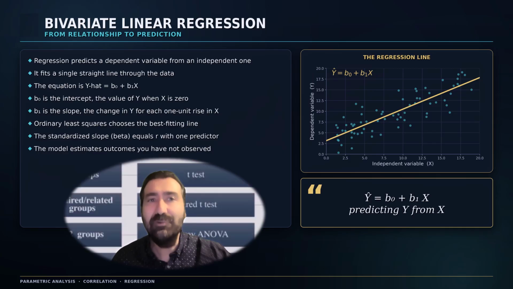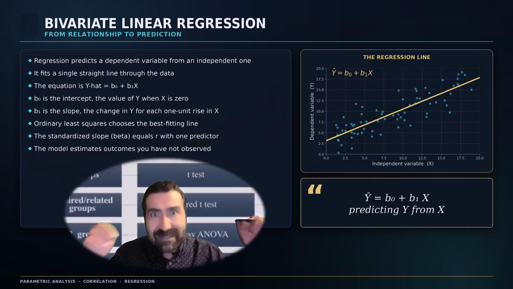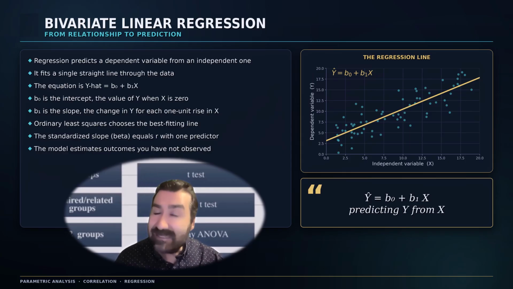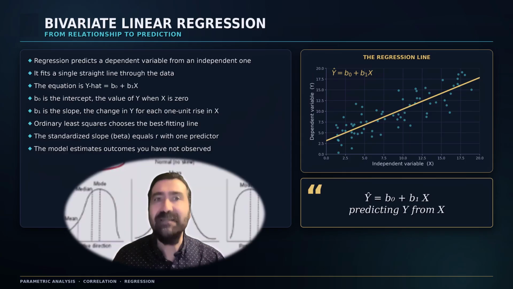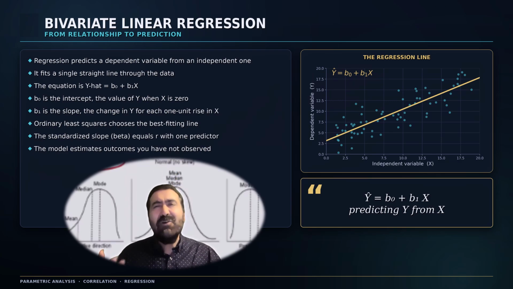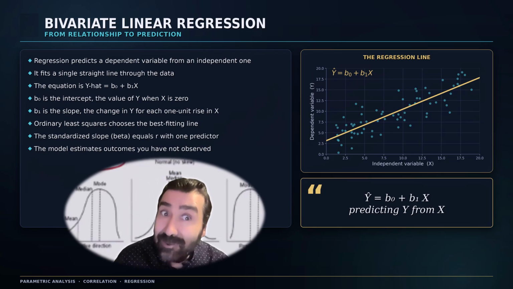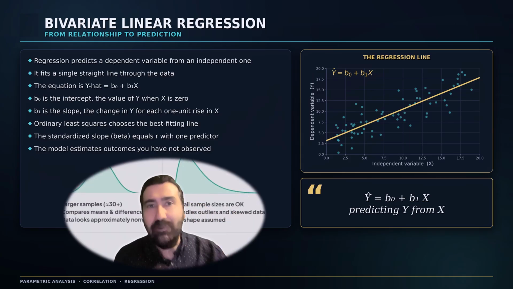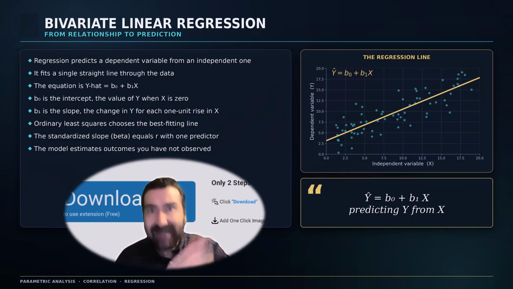And the way we do that is by drawing a single straight line through the cloud of data. That line gets captured by an equation, and please do not let it scare you because it is so much simpler than it looks. We write it as y hat equals b0 plus b1 times x. Let me translate that straight into plain English.